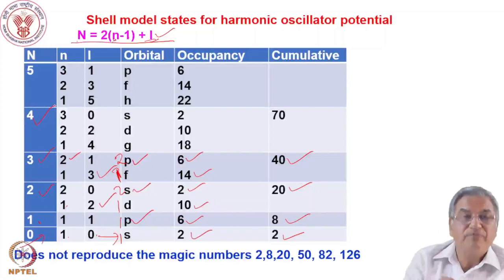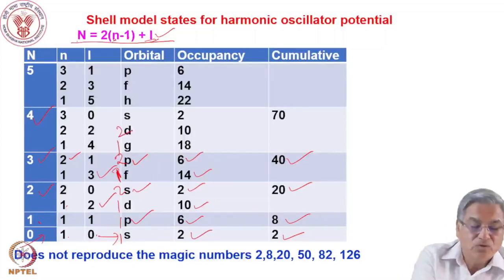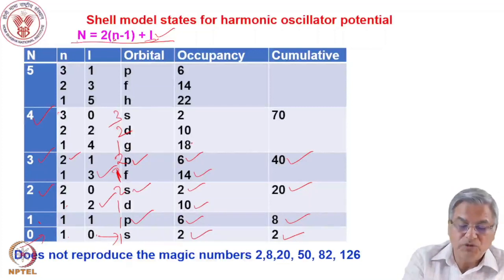Here you can now have three combinations. Small n equal to 1, l equal to 4, we have 1g. n equal to 2 and l equal to 2, you have 2d, and n equal to 3, you will have 3s. The occupancy of the g orbital is 18, the d orbital 10, and the total is 70.